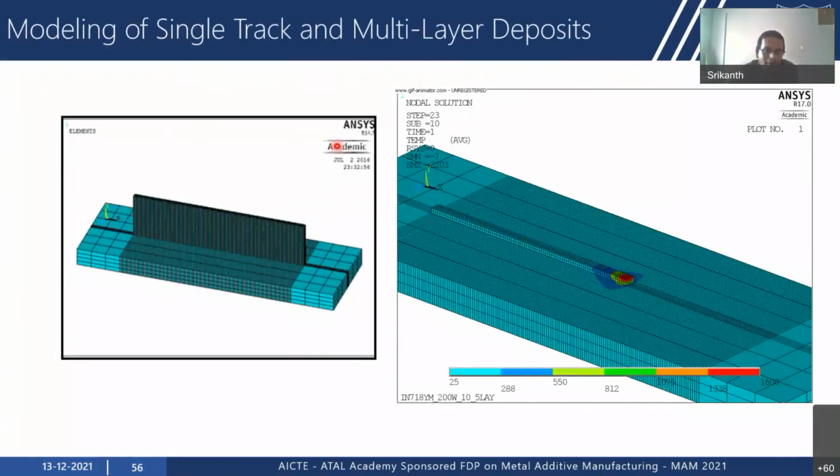So this is a thin wall geometry, and this shows the simulation of the thin wall geometry. We need to understand that a thin wall is a single track multi-layer. We have only one track in each layer. It's a single track multi-layer. So this shows the movement of the heat source as the material is being deposited.